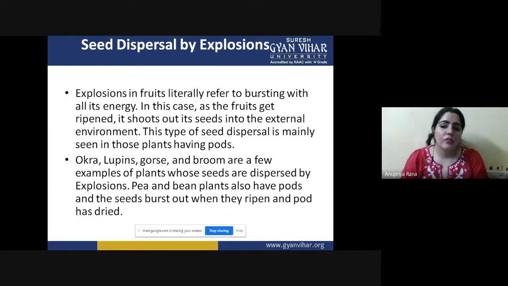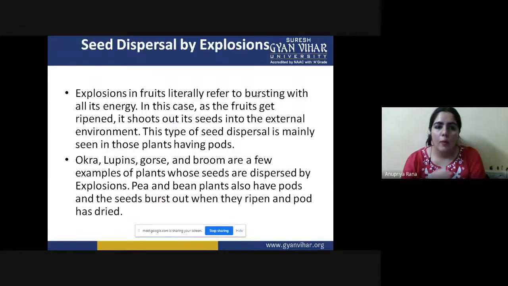This type of seed dispersal is mainly seen in plants having pods, like okra, lupin, gorse, broom. These are a few examples of plants whose seeds are dispersed by explosion. Pea and beans also have pods, and their seeds burst out when they ripen and the pod has dried. So these can be some conditions for the explosion of the fruit. Via this explosion, the seed comes out from the parent body and is dispersed to a place, and will give rise to new plants.